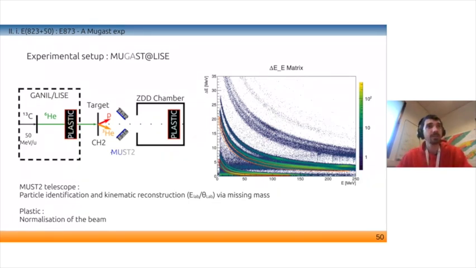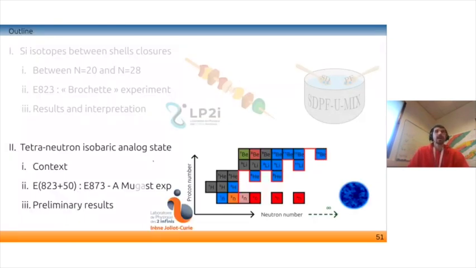and using the MUGAST telescope to identify particles, where here you have the identification matrices, delta E, where I colored the helium-3 part and the proton part. But we also use MUGAST for kinematic reconstruction via missing mass. I can also present you some preliminary results about this setup.